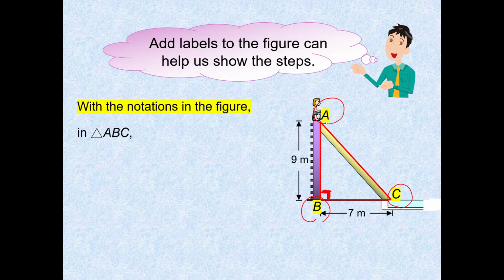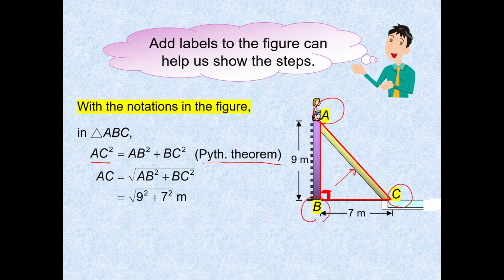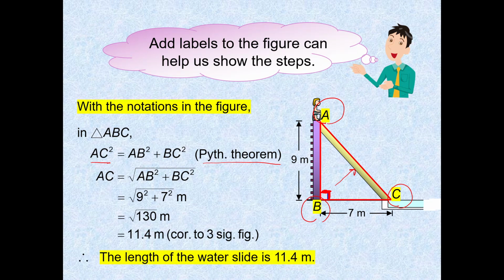So that means we have to apply the Pythagoras theorem. Since AC is opposite to our right angle, AC is our hypotenuse. So we have to write down AC squared on one side, and on another side, AB squared plus BC squared, and then write down the reason, Pythagoras theorem. By solving the equation, we can find out AC equals 11.4 meters, correct to 3 significant figures. So in our last step, we need to answer the question by showing the description and also the units. So it completes our example.